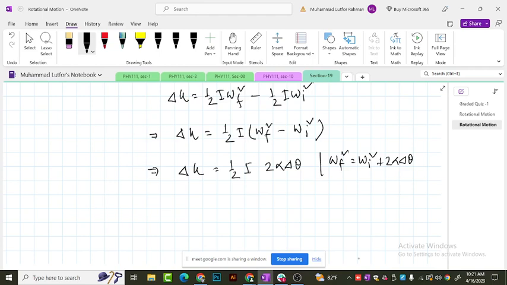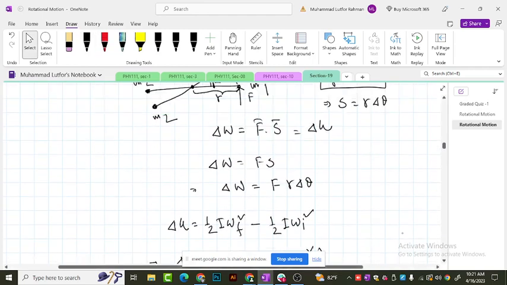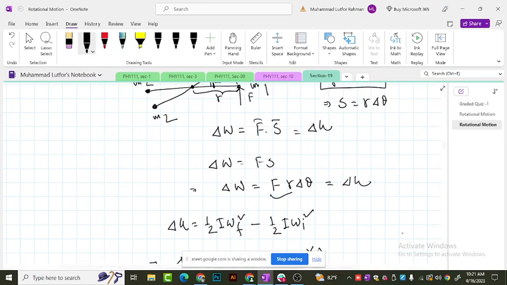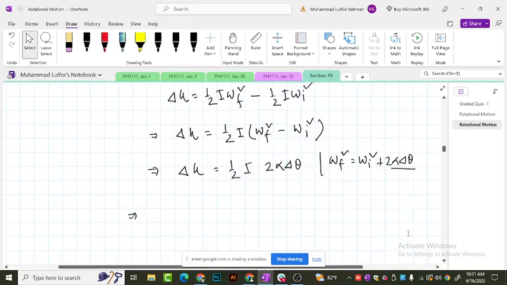Fine. So I replace that one. That means omega_F squared minus omega_I squared will be simply 2 alpha into del theta. Alright, let's write down this del K. I can also write this one, because this is the work done, the change of kinetic energy. Instead of del K, I'll write F into R into del theta.